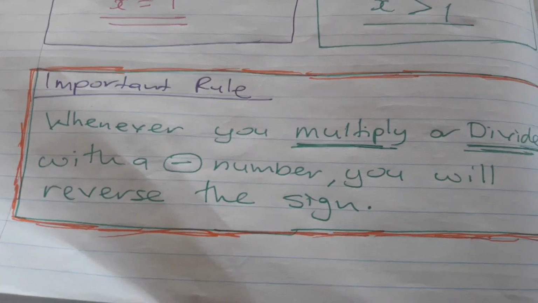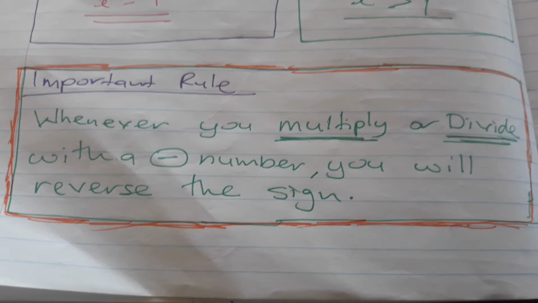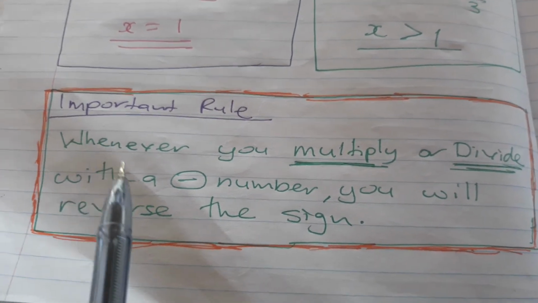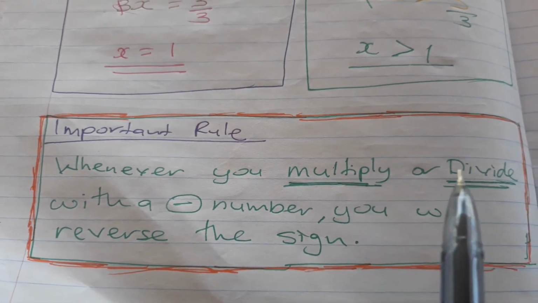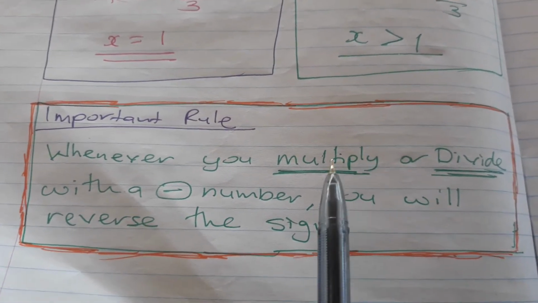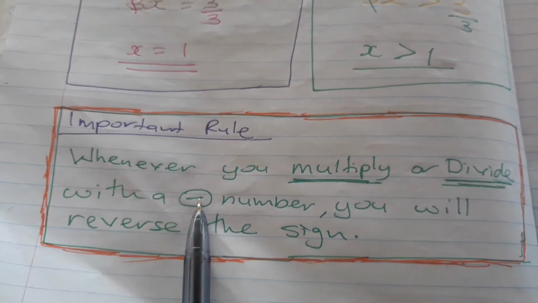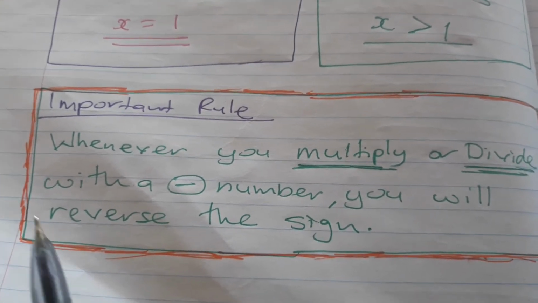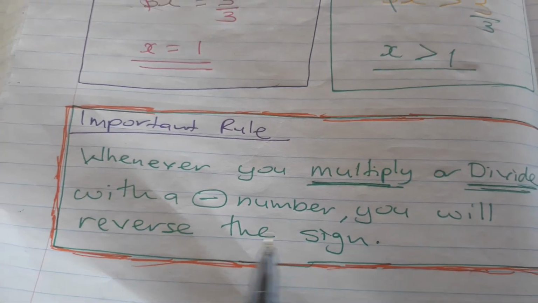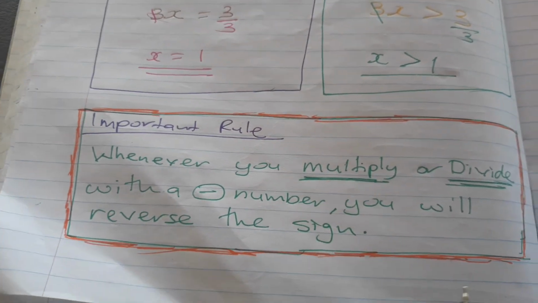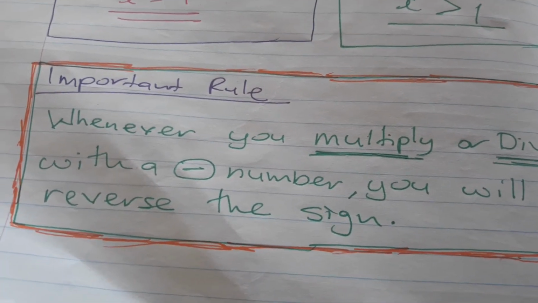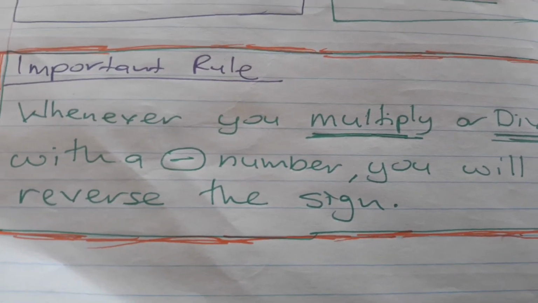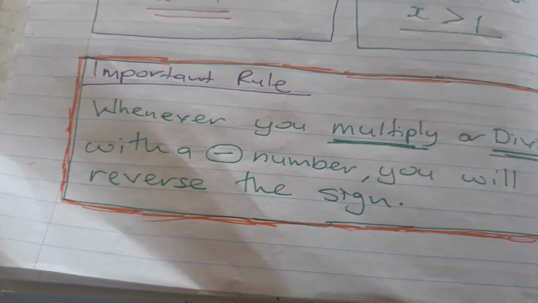But there is only one important rule, which you will have to follow. The important rule is whenever you multiply or divide with a negative number, make sure this rule only applies whenever you multiply or divide with a negative number, you will reverse the sign. That means the greater than sign will become less than, greater than equal to will become less than equal to, or vice versa. We're going to be looking at a few examples, and in example number 3 you will see how our signs will reverse.